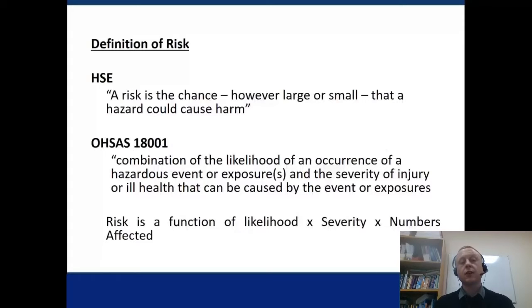OHSAS 18001 refers to it as a combination of the likelihood of an occurrence of a hazardous event or exposures and the severity of the injury or ill health that can be caused by the events or exposures.